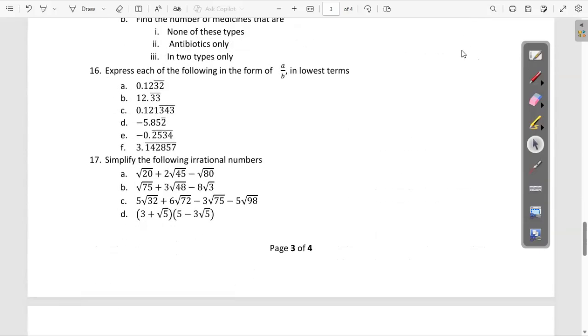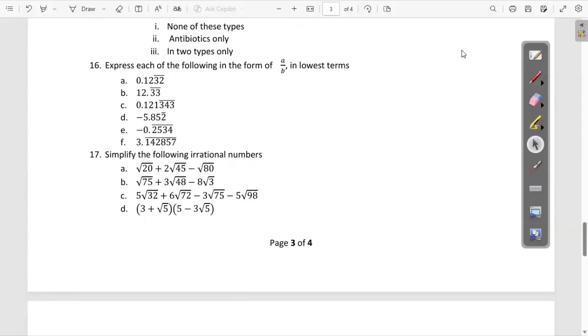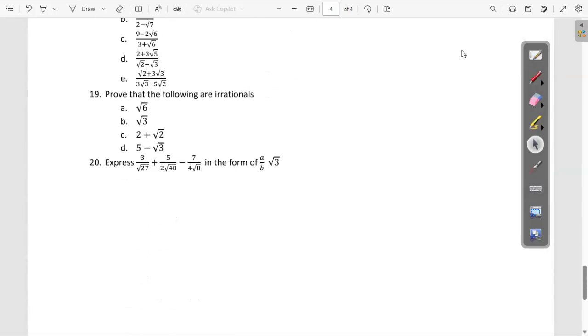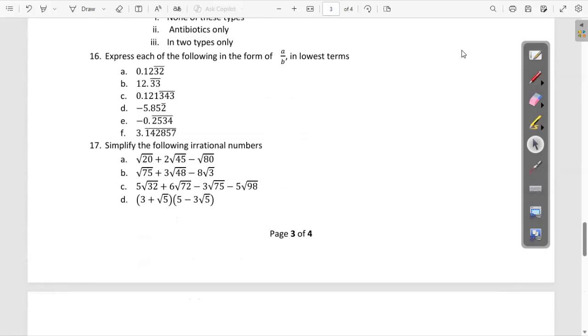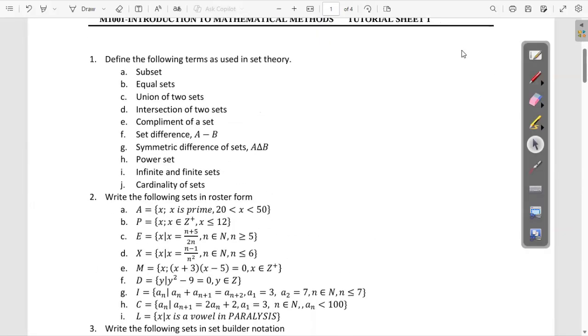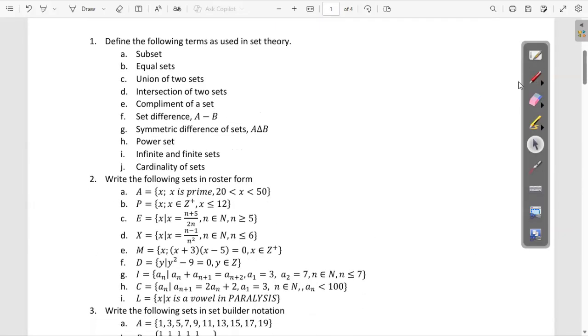Then from there, we'll move to what we call irrational numbers. How do we express irrational numbers? How do we express rational numbers? We'll deal with surds and rationalization. All these questions will be solved, and all these videos will be available for you. All right, so let's begin our revision.